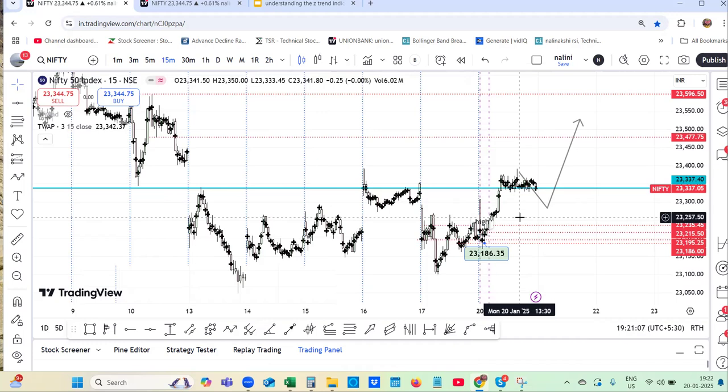Practice it. First, you practice it. It is a new indicator, new concept, combining these things. You need to get orientation for that.